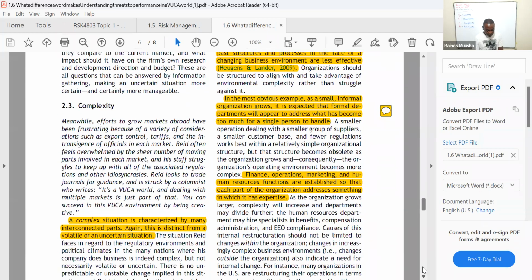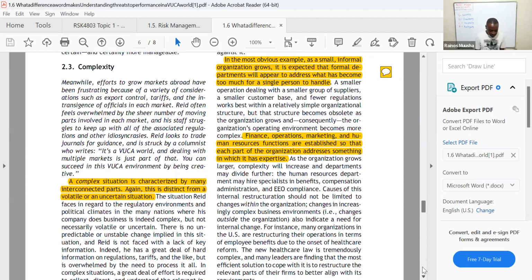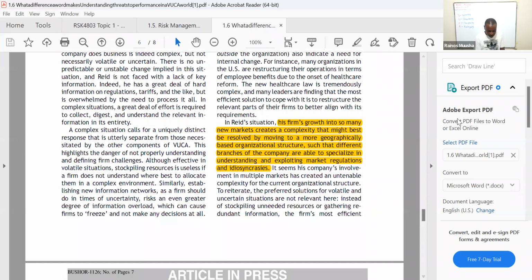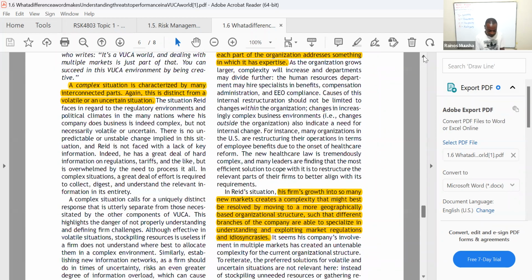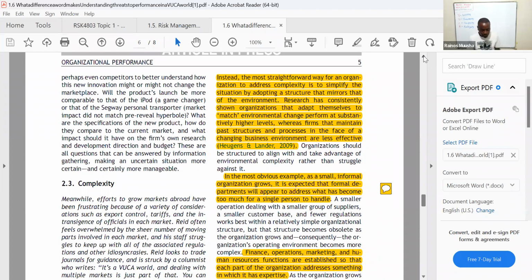The next letter in the acronym is complexity. And here they say a complex situation is characterized by many interconnected parts. Again, this is distinct from a volatile or uncertain situation. Instead, the most straightforward way for an organization to address complexity is to simplify the situation by adopting a structure that mirrors that of the environment.